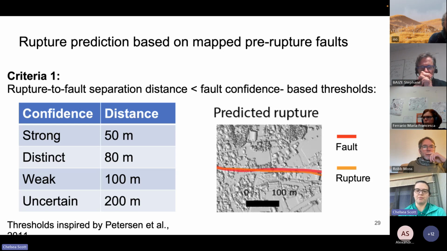2011. This example on the right shows a predicted rupture, where we have a fault in red and a rupture in orange that are essentially overlapping across an offset terrace. In this case, the fact that they are overlapping indicates that the rupture and fault pair do pass this first criteria.